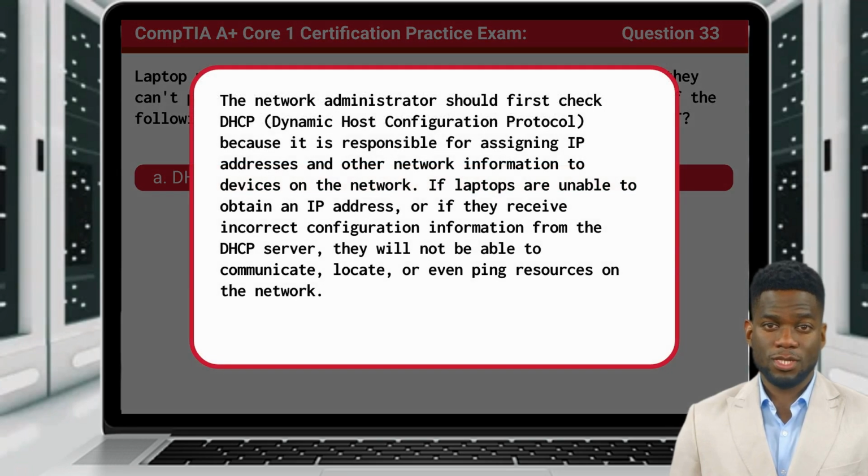The network administrator should first check DHCP, Dynamic Host Configuration Protocol, because it is responsible for assigning IP addresses and other network information to devices on the network. If laptops are unable to obtain an IP address, or if they receive incorrect configuration information from the DHCP server, they will not be able to communicate, locate, or even ping resources on the network.